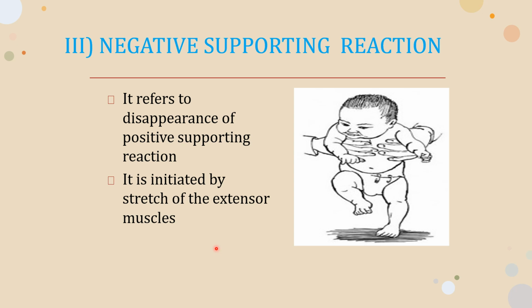Negative supporting reaction is the disappearance of positive supporting reaction. It is initiated by stretch of the extensors. During the positive supporting reaction, the muscles are extended and the body stands on the limbs, so the stretch reflex present in the extensor muscles is activated. That leads to the crossed extensor reflex, that is lifting of the limb. With the disappearance of positive supporting reaction and lifting of the limb, the person will not stand for a long time.